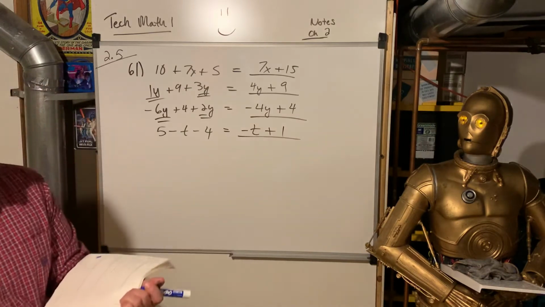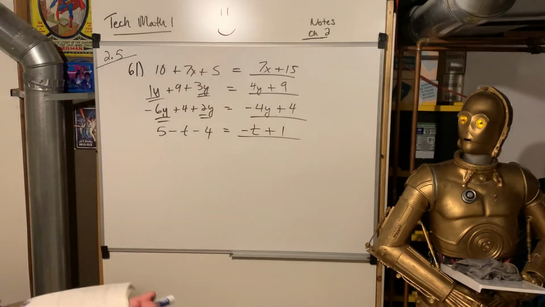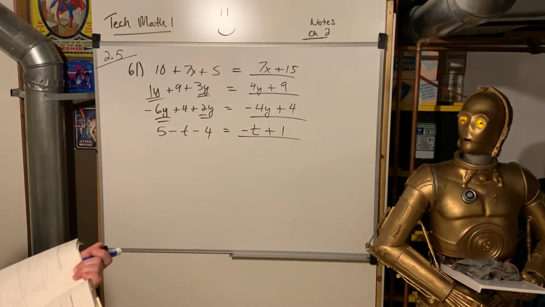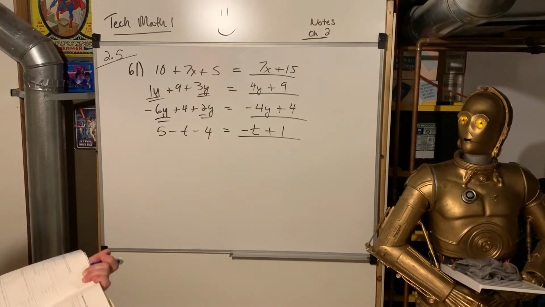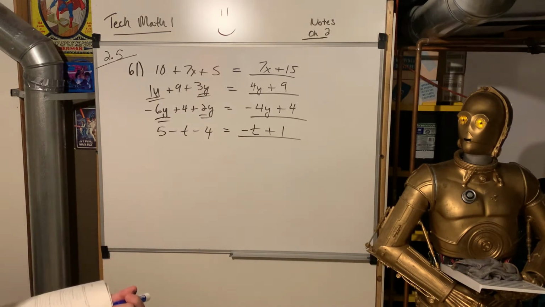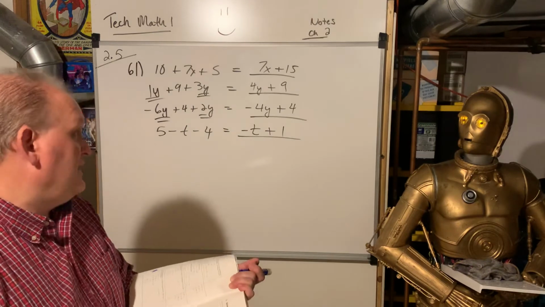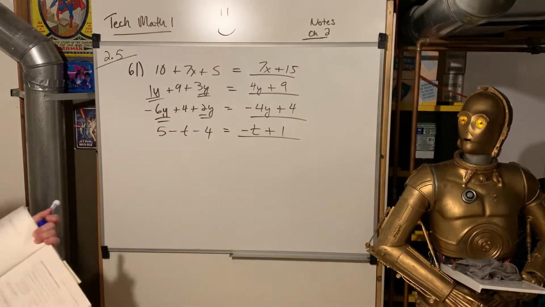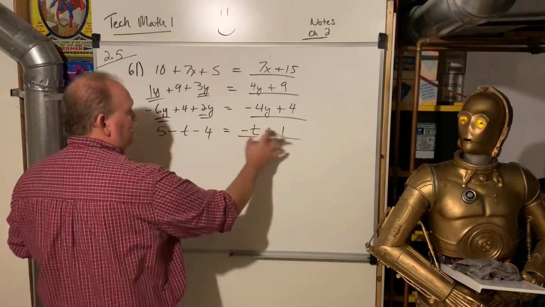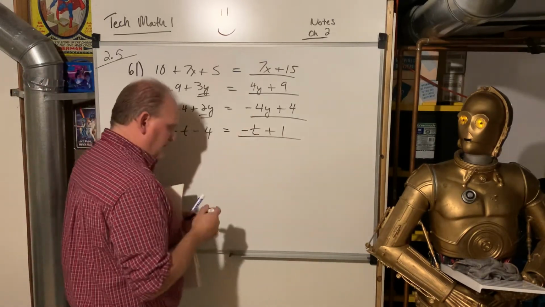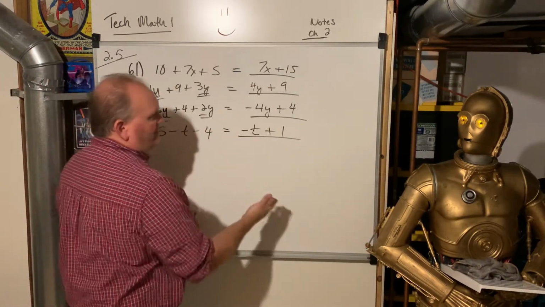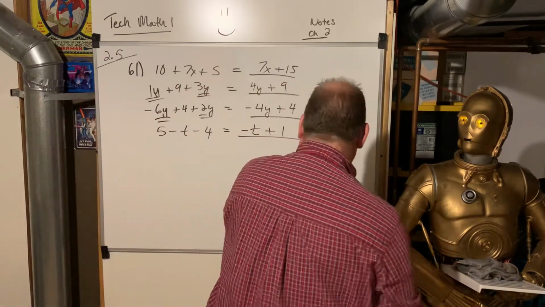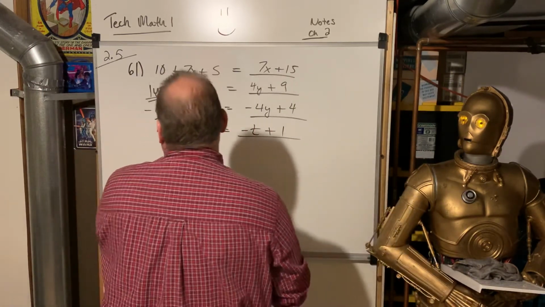All right, so order doesn't really matter which way you write it. If you look at the answers in the book, they wrote 15 plus 7x. They wrote 4y plus 9, negative 4y plus 4. But then they wrote 1 minus t, and I did negative t plus 1. So it really doesn't matter when you're combining like terms. I usually put the variable first, just as a normal kind of thing to do.